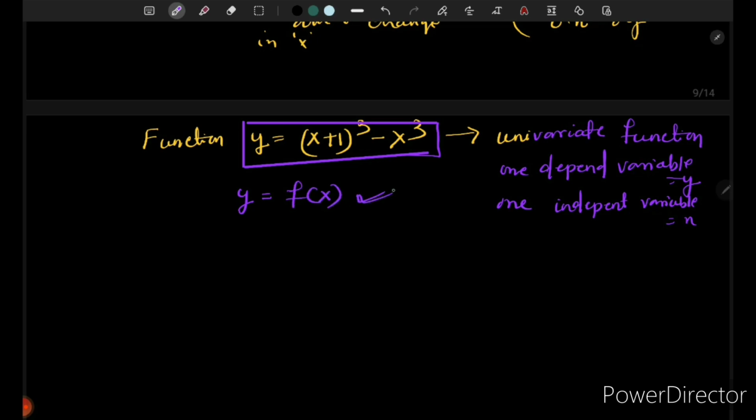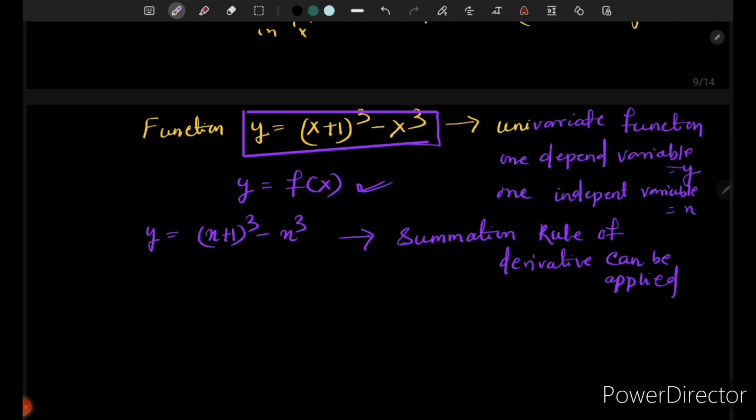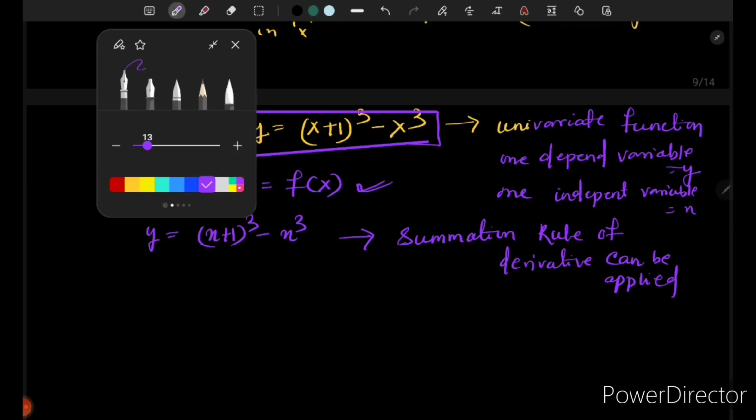Okay, so let's find out the derivative of a function. So we have the function y is equals to (x plus 1) to the power 3 minus x to the power 3. So here the summation rule of derivative can be applied. Summation rule of derivative can be applied. Okay, so what is the summation rule then?